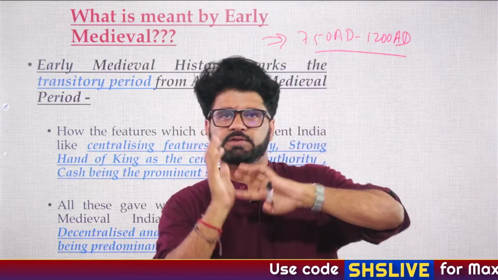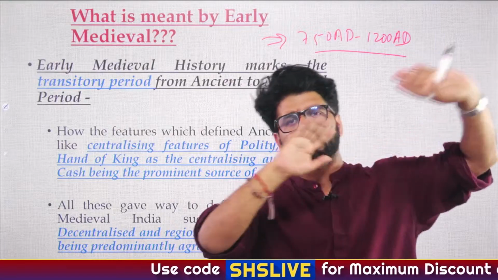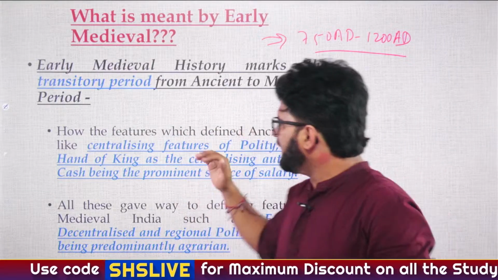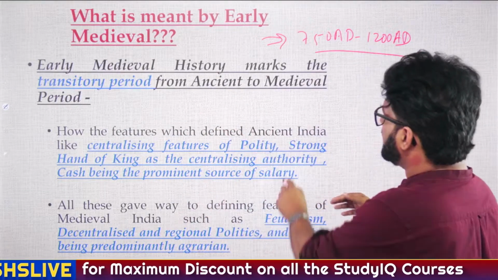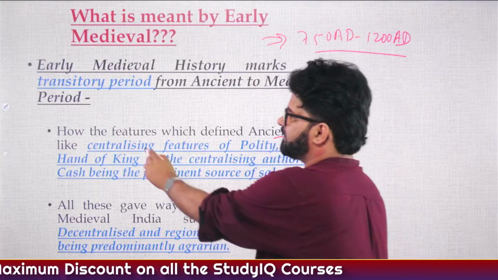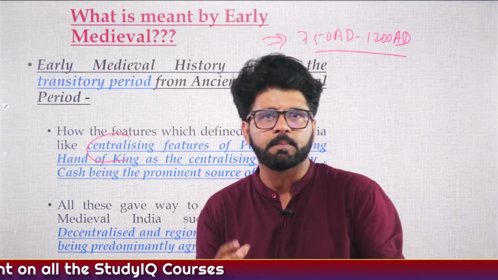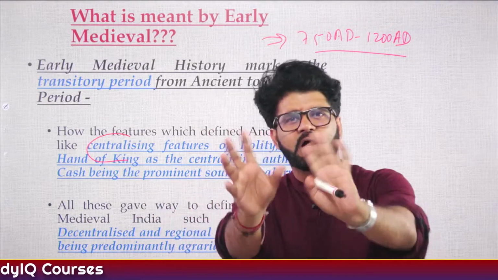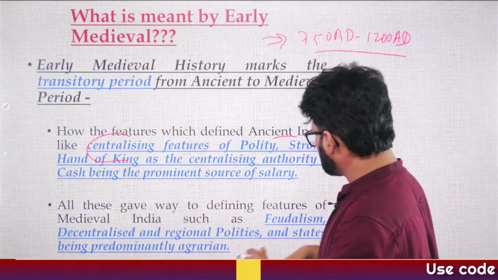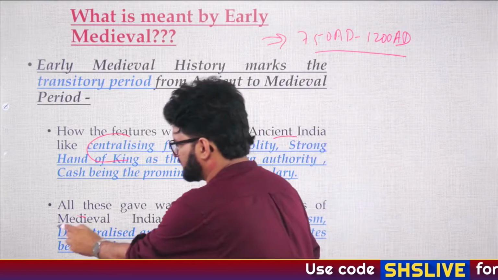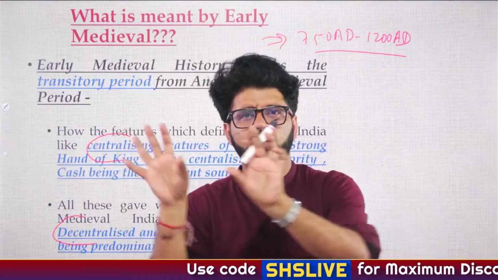So here you will see, like earlier in ancient India, you were seeing centralization. Here you will be seeing decentralization. That's what they are saying. In ancient India, you had seen centralizing features: Mauryan Empire, Gupta Empire, even to a certain extent the Vardhana dynasty, Harsha. But now you are seeing decentralized empires. Pala, they are ruling over a particular region.